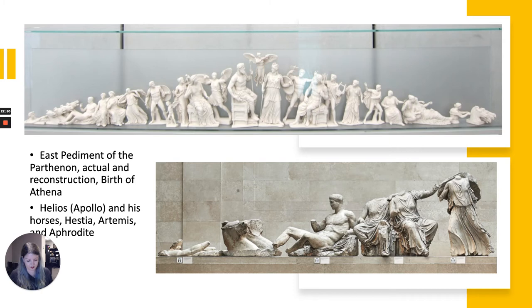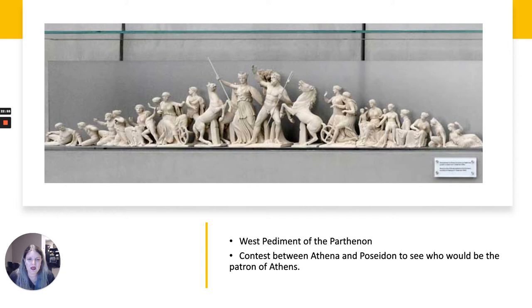This was the west pediment of the Parthenon, and so this shows the contest between Athena and Poseidon to see who will be the patron of Athens. And we're going to talk about that some more when we get to the Erechtheion. But basically, they both wanted Athens to be their city because they thought it would be the greatest of the Greek cities. This is again told by the Athenians, so it's kind of tooting their own horn, as it was. Athena wins, spoiler alert, that's why it's called Athens.